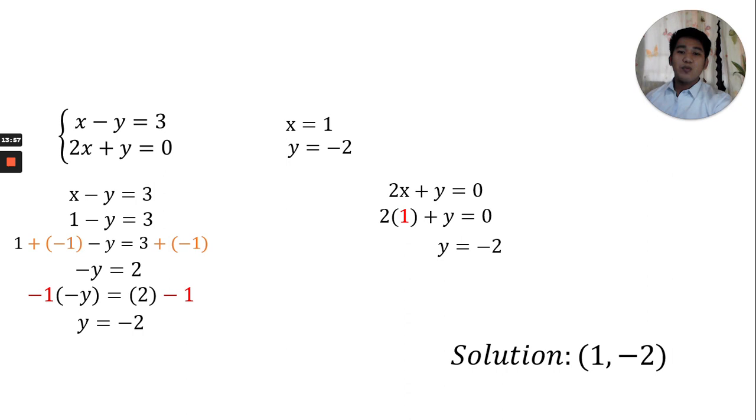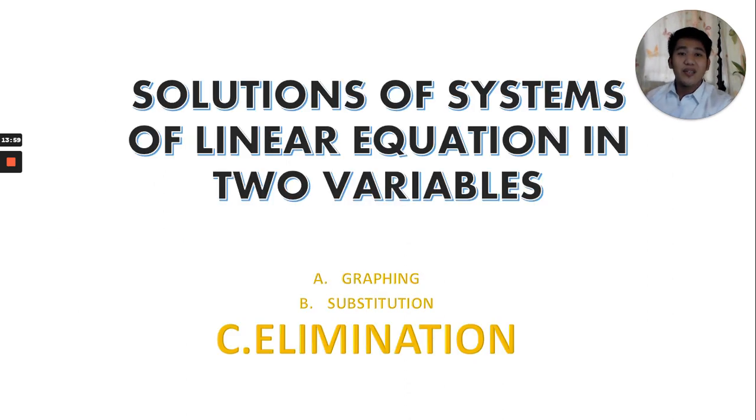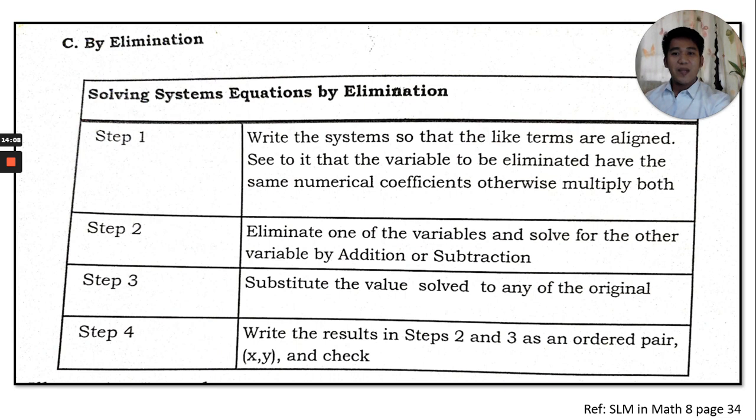Okay, let's move now to the third way, which is solving it through the elimination method. By elimination, again, in your LM, solving steps, we have 4 steps. Step 1, write the system so that the like terms are aligned. Take note, we need to make alignment with the like terms. See to it that the variable to be eliminated has the same numerical coefficient, otherwise, multiply both equations. Okay, we will do that.